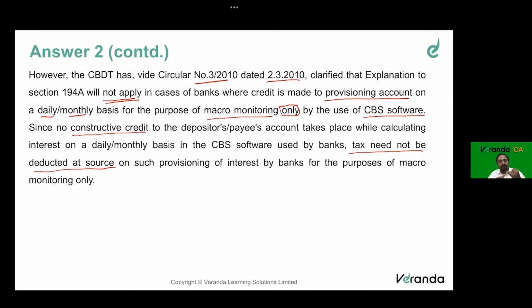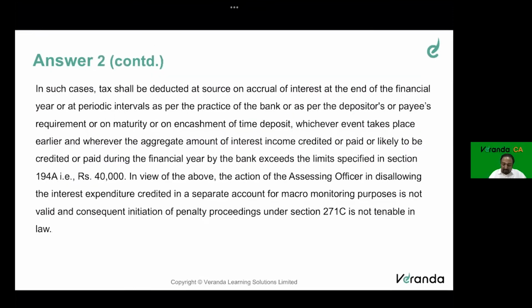They say if it is a bank, and it is credited to a provisioning account, a current account for macro monitoring purposes using CBS, then since no constructive credit is accounted into the account holder, TDS need not be deducted. This is provided in the circular, and this transaction of Maya Bank falls under that circular. So whatever the assessing officer has done is not appropriate. That's what we need to specify.